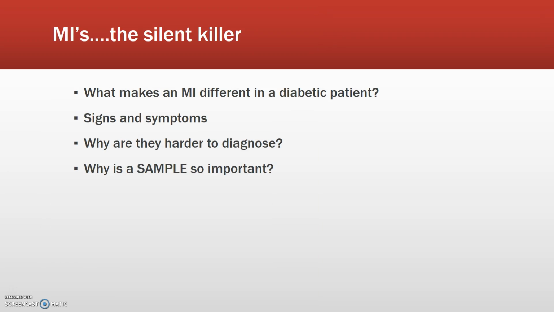And then we'll discuss pathophysiology of the MIs, kind of what makes it different in a diabetic patient, signs and symptoms, and why a sample is so important to get from them. Knowing that someone has chest pains, also has a history of diabetes, can lead us down a different pathway.